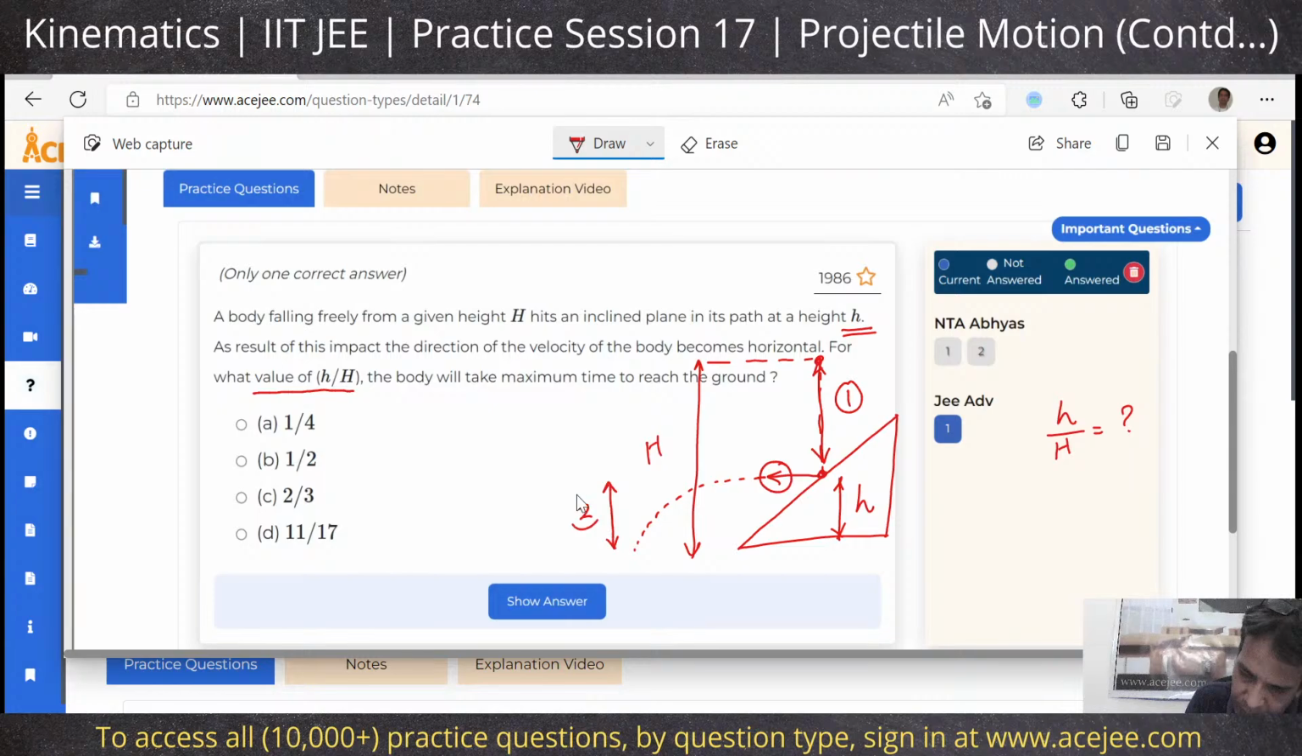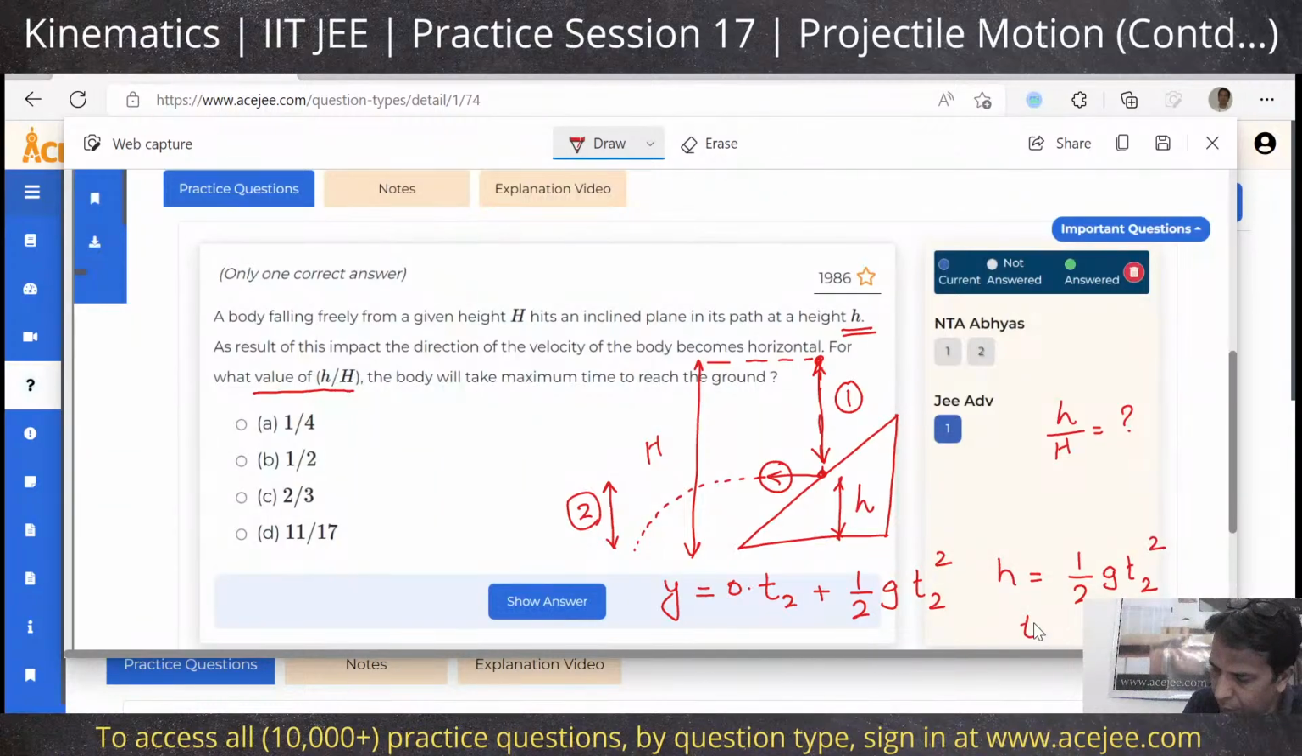This is my second segment of the journey. For the second segment, y is equal to the initial velocity in the vertical direction, which is 0, times t2 plus half g t2 squared. That means h is equal to half g t2 squared, or t2 is equal to the square root of 2h by g.